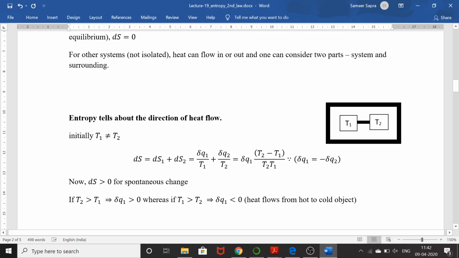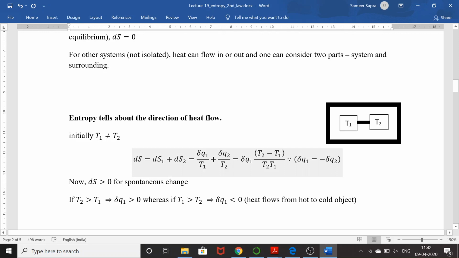The moment we connect these two blocks, what happens? From everyday knowledge, we know that the temperature of both blocks would come to some equilibrium temperature, somewhere in between T1 and T2. So let us take a look at this particular system in terms of entropy changes. And remember, this system is an isolated system. This thick black line outside tells you that this is disconnected from the outside world.